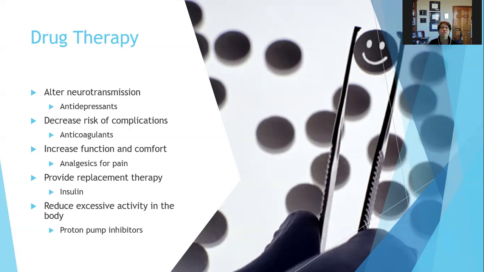Drugs can increase function and comfort. So analgesics for pain.